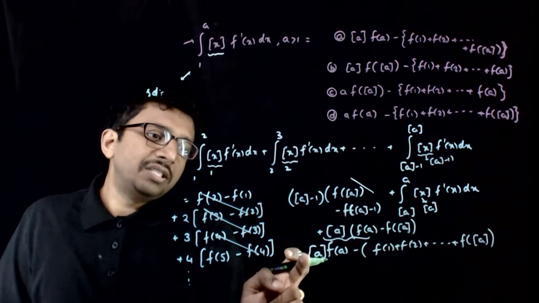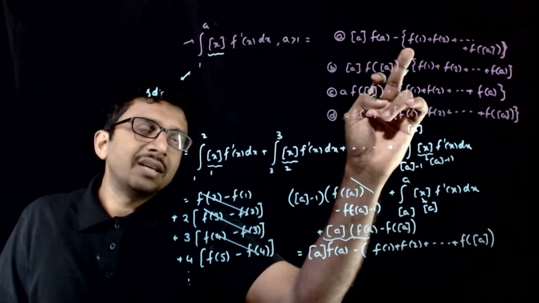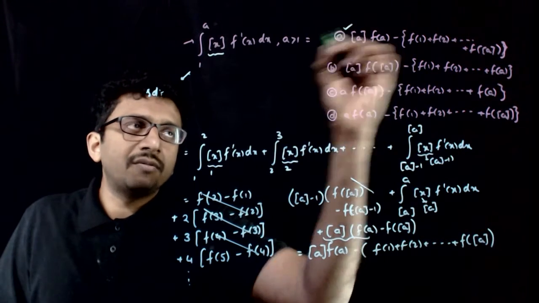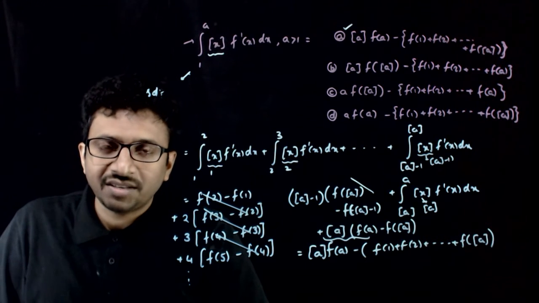So this is the thing that is left out. So the result is integer part of a times f of a minus f of 1 plus f of 2 and so on up to f of integer part of a. Option A is the right answer. Thank you.